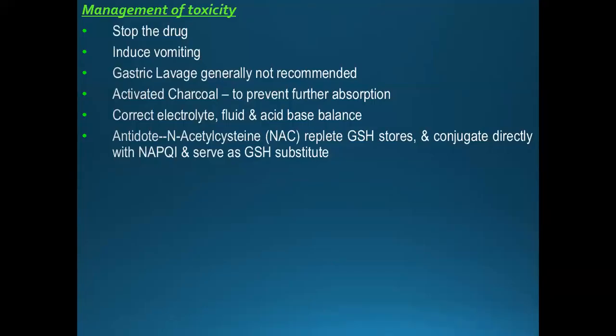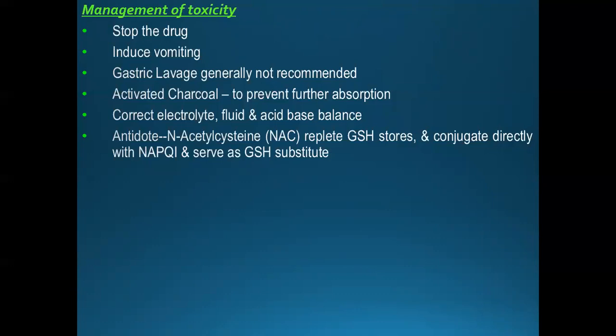How do we manage the toxicity? Immediately we stop the drug, and this is the foremost thing for any type of toxicity. Induce vomiting. Gastric lavage is washing of the GIT generally, but this is not recommended. Activated charcoal is given to further prevent absorption. Correct electrolytes, fluid, and acid-base balance. The antidote given is known as N-acetylcysteine.